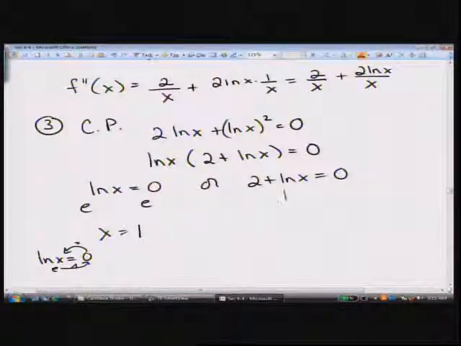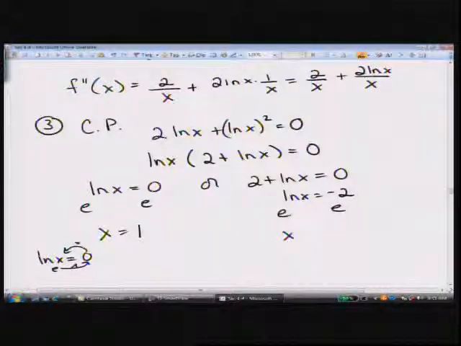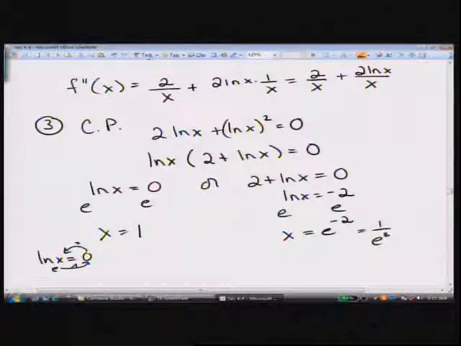All right. On this one, you'll have ln x equals negative 2. So you can e it. If you e it, you get x, because e to the ln x, those undo each other, equals e to the negative 2, or 1 over e squared. So those are your two extremely uncomfortable critical points, right?